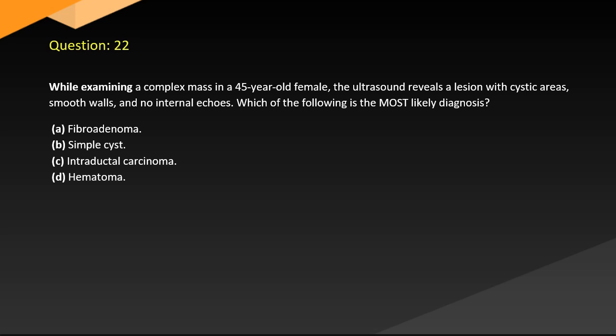Question 22. While examining a complex mass in a 45-year-old female, the ultrasound reveals a lesion with cystic areas, smooth walls, and no internal echoes. Which of the following is the most likely diagnosis? A. Fibroadenoma. B. Simple cyst. C. Intraductal carcinoma. D. Hematoma.